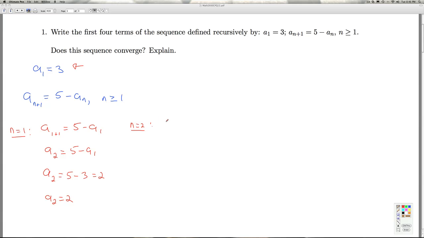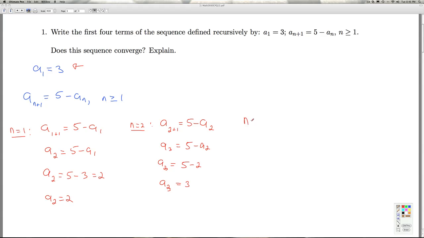Now I move on to n equals 2. The recursion equation is a_{2+1} is 5 minus a2. So a3 is 5 minus a2. And I know what a2 is. I just determined a2 is 2. So this is 5 minus 2. And so a3 is equal to 3.